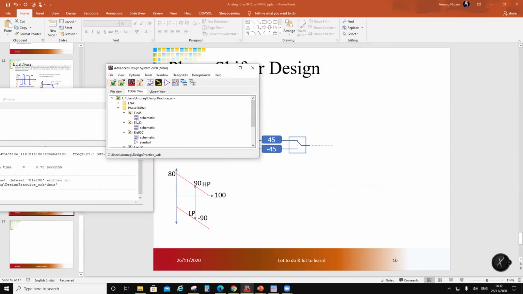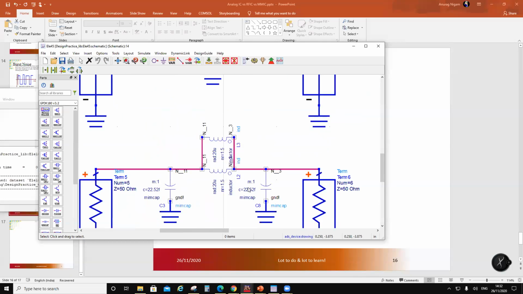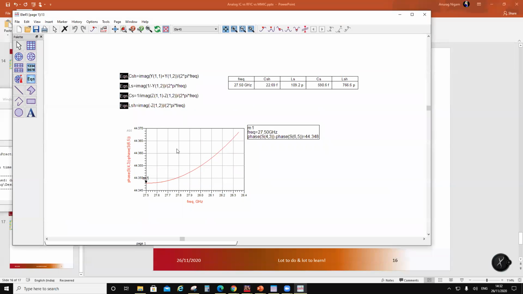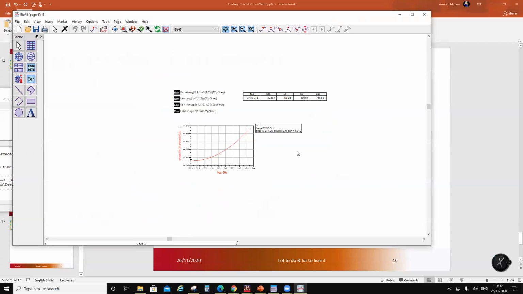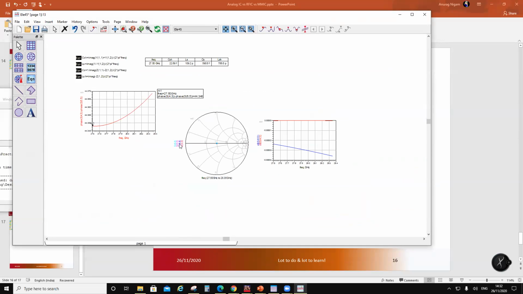Okay, so where were we? We were modifying this 41, right? So we did this and we did the simulation. And this was 44.37. Control V. What about the S parameters? Okay, so it's fine. It's not going to kill you.